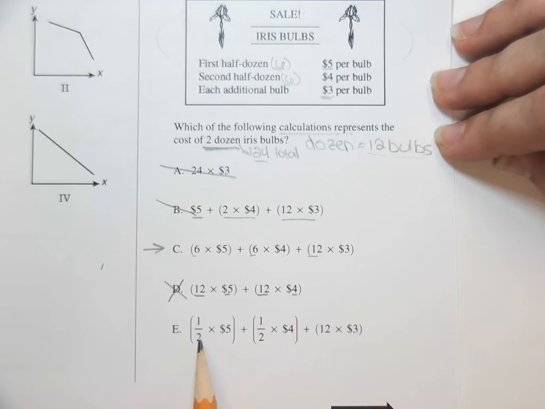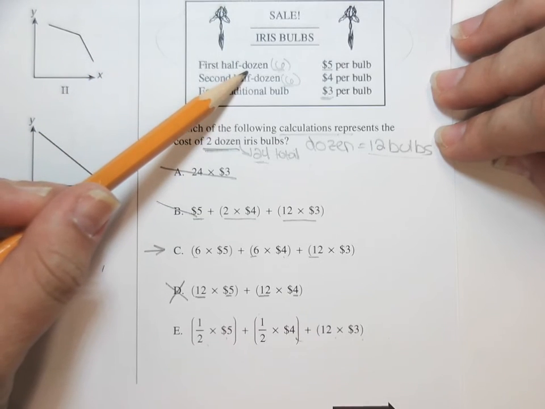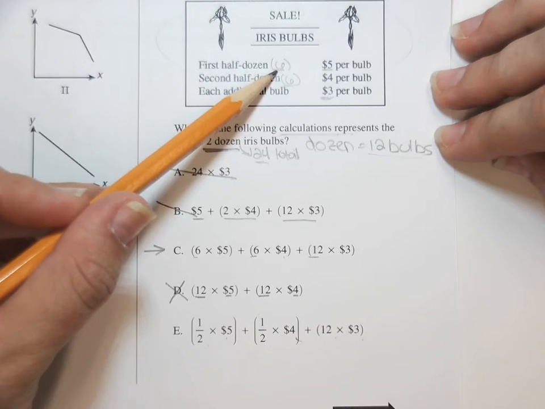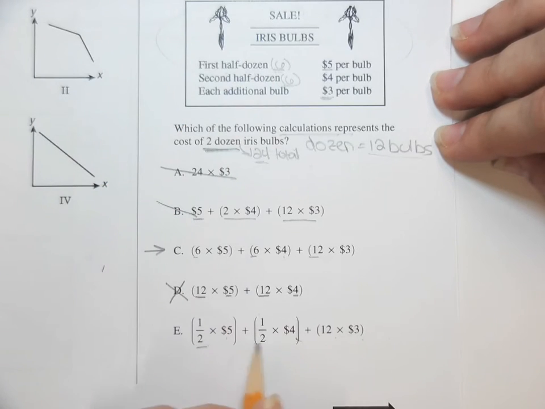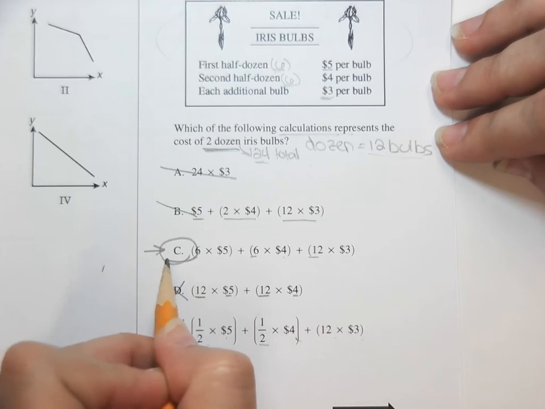And this one is saying 1 half cost 5, 1 half cost 4, and 12 cost 3. Well, if this said a half dozen and a half dozen, but in this case a half a dozen is 6 bulbs. It's not half a bulb, this is saying half a bulb. So it can't be that one. Okay, so by elimination I know that my answer is C.